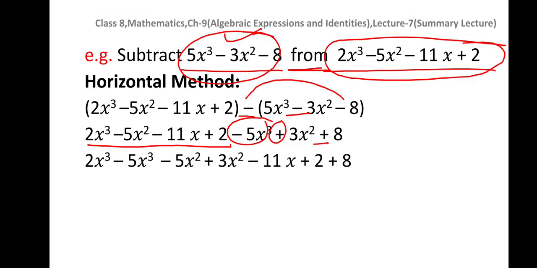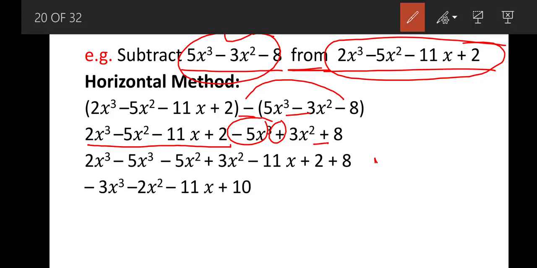Now solving the like terms, or rearranging the like terms. I have rearranged the like terms in this step. 2x cube minus 5x cube, I have written them together. Minus 5x square plus 3x square, written together. Minus 11x is written all alone because no other term of the x variable, or x literal coefficient, is present. So it is written as it is.